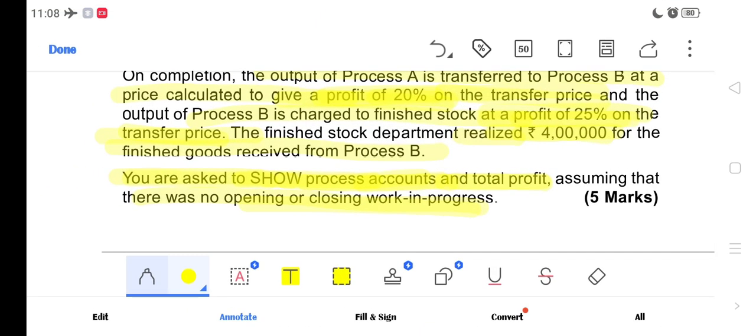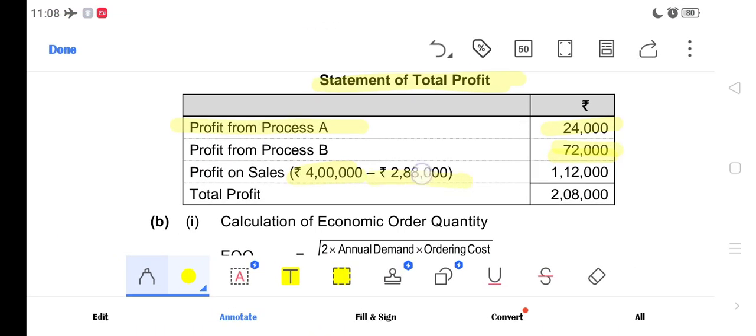They said, see here, the finished stock department realized 4 lakh for the finished goods received from process B. They realized 4 lakh, it seems. So which cost 2,88,000, they realized 4 lakh, which means 1,12,000 only, no profit. So total profit if you add, which means 24,000 plus 72,000 plus 1,12,000, you get the total profit of 2,08,000.